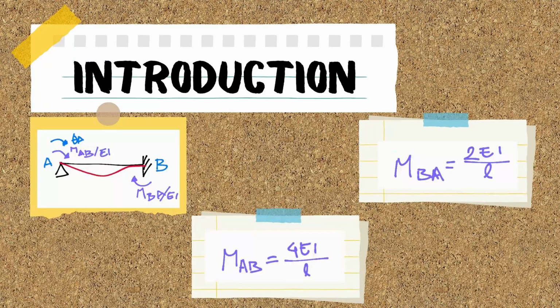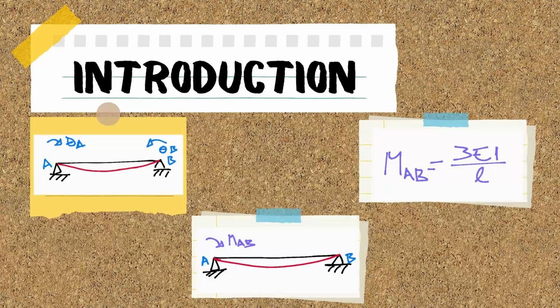For a model with a built-in end and a simple support, with angular displacement, at the embedded end the moment is 2EI/L, and at the end with simple support, the moment is 4EI/L. For a model with 2 simple supports and angular displacement, at the end where the angular displacement is applied, the coefficient is 3EI/L².